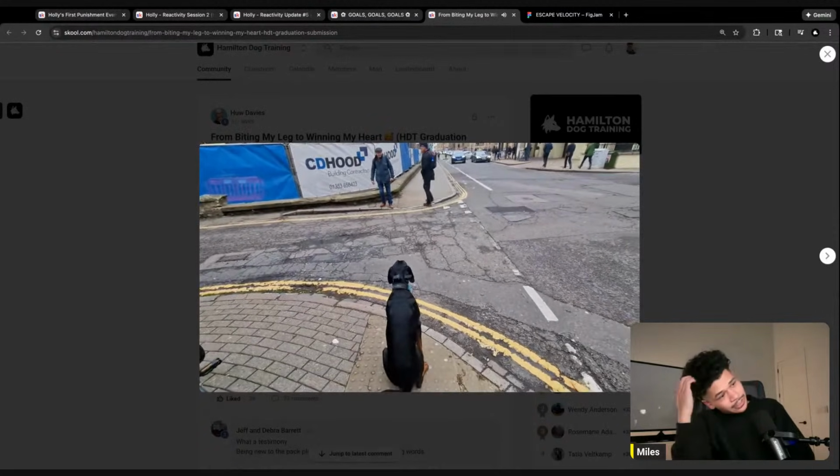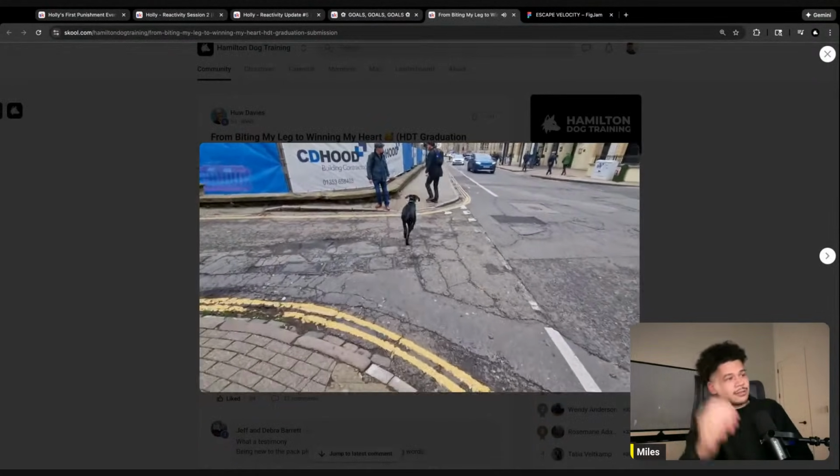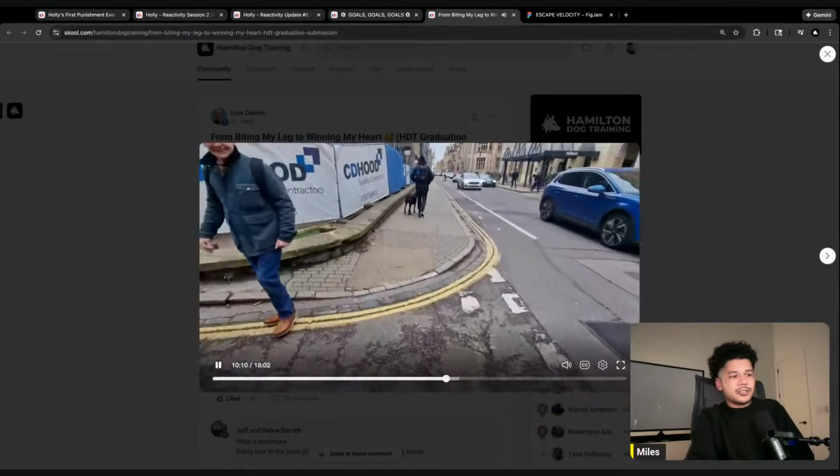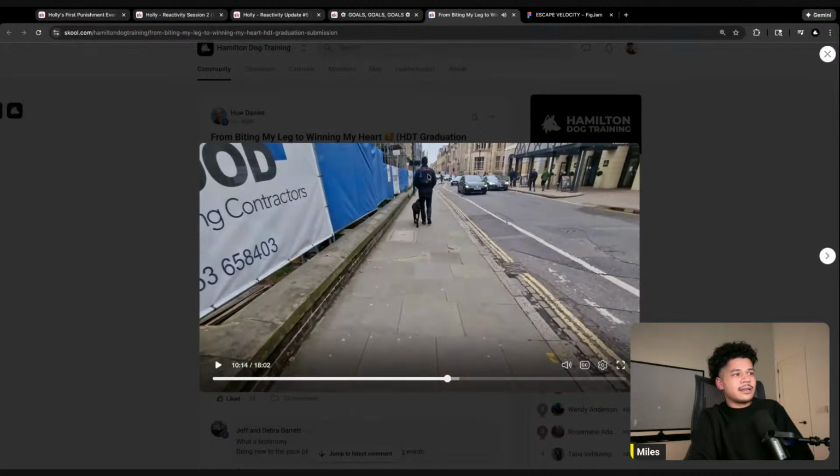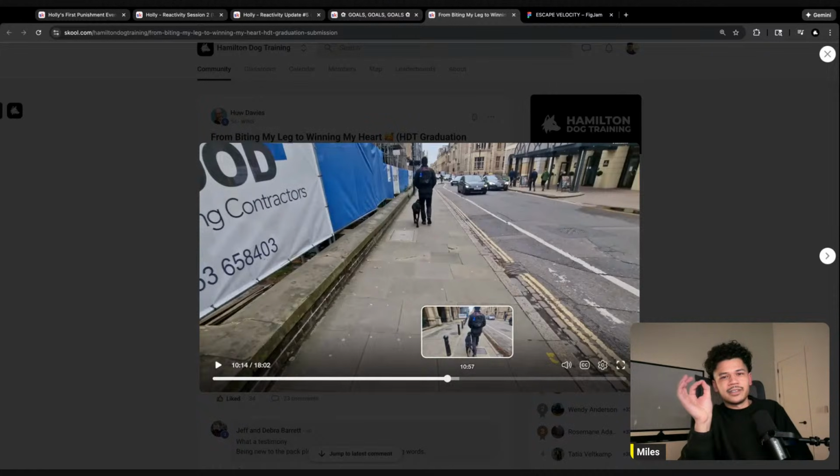The reason why I'm showing you guys this, and the reason why this is the standard that everybody's striving for inside of the community, is because at this point, at the stage that Hugh is at with his dog, they have reached escape velocity. This that you see in this video, they're in an environment that they've never been to before, ever. This is their first time in the environment. And it requires almost no effort. Think about what their regular everyday walk looks like around the neighborhood. No effort.